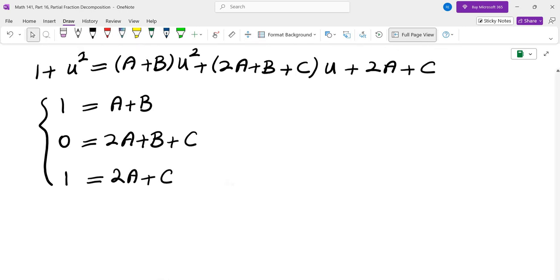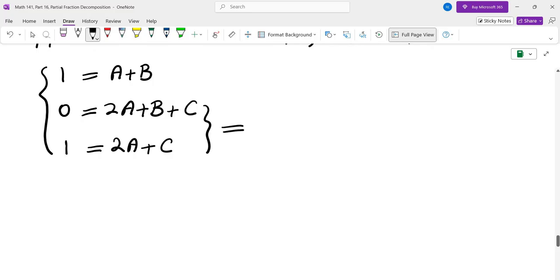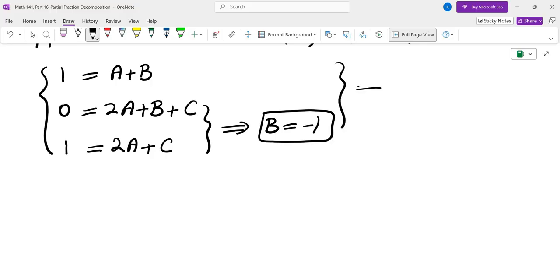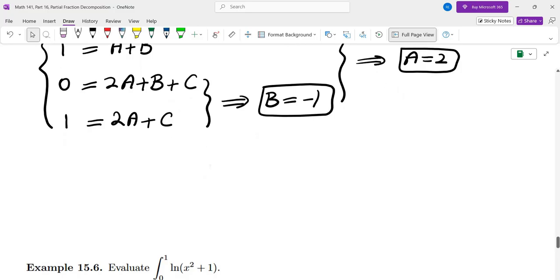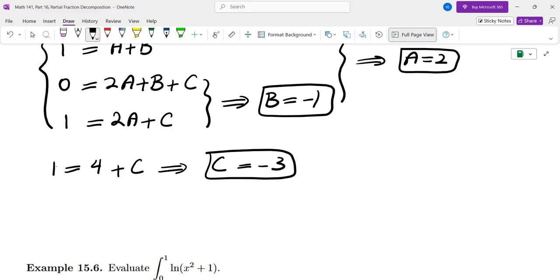So we can find A, B, C from here. We can take the last two and subtract them. You get B = -1. You can plug it into the first one. We get A = 2. And finally, we can plug it in the last one. We get 1 = 4 + C. So C is in fact -3.